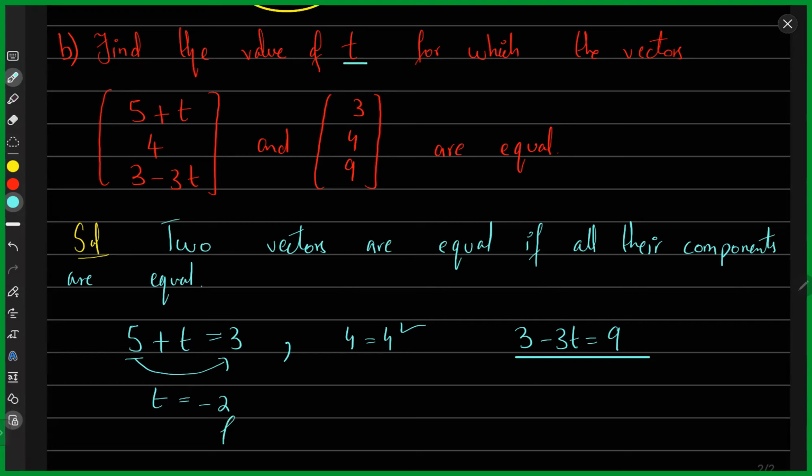So we can write it down this way. For t equals minus 2, these vectors are equal. Okay. All right. Okay. So this was basically an idea about the magnitude of vectors, and this is how exactly it is used.